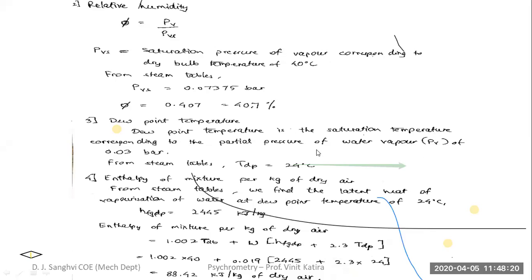From those tables we'll again look up the value of dew point temperature corresponding to the partial pressure of water vapor, which is PV. From tables you will find that dew point temperature comes out to be around 24 or 24.5 degrees Celsius.